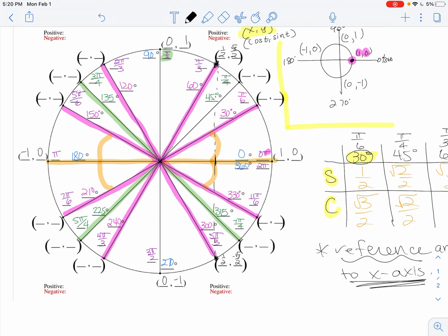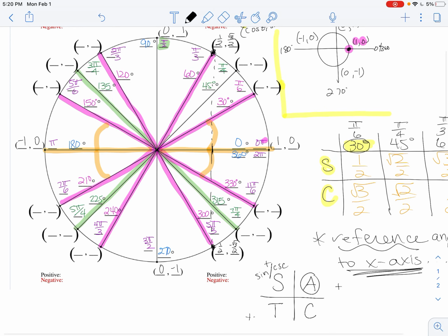There's one more piece of information you need to know that's really easy, and it's starting in quadrant 1, all students take calc. And this tells you what is positive and the rest is negative. So all trig functions are positive in the first quadrant. Only sine and its reciprocal, cosecant, are positive in the second quadrant. Only tangent and cotangent are positive in the third quadrant. And only cosine and secant, its reciprocal, are positive in the fourth quadrant.